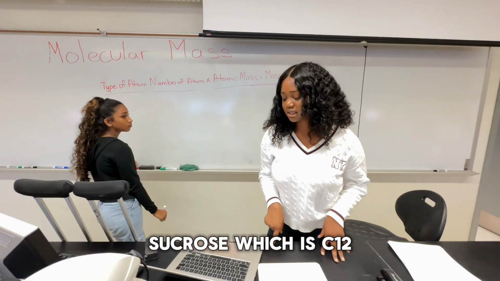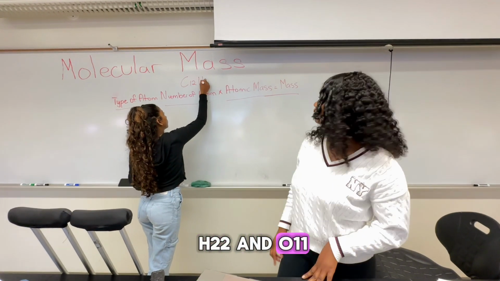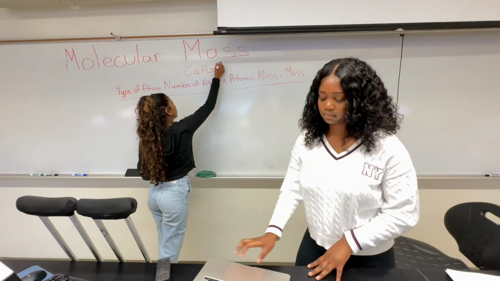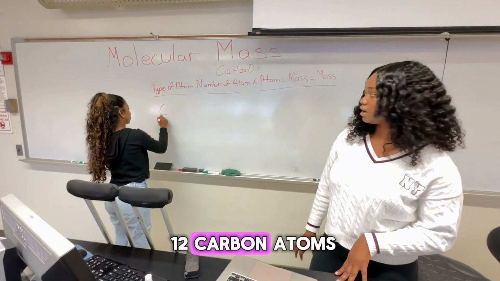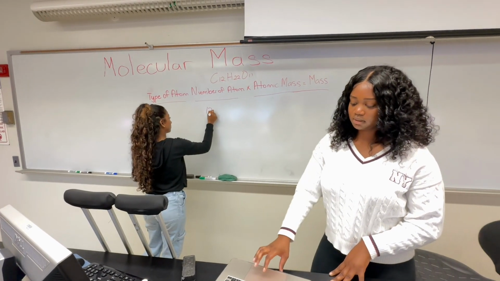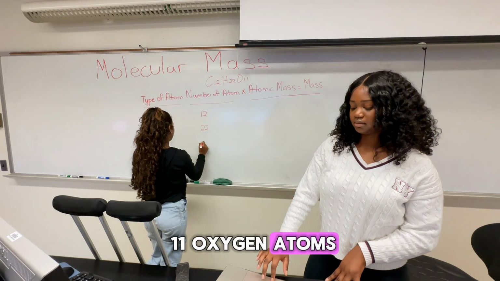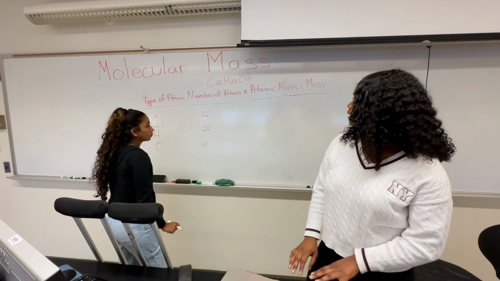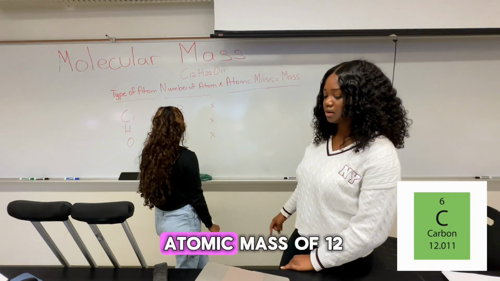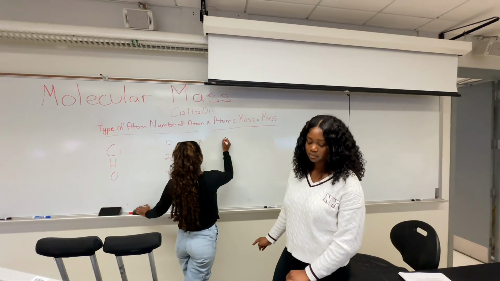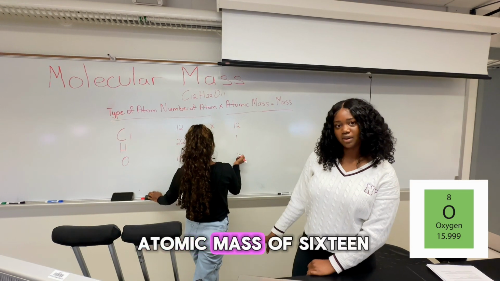Next, sucrose, which is C12H22O11. In sucrose, we have 12 carbon atoms, 22 hydrogen atoms, and 11 oxygen atoms. And then again, we see that carbon has an atomic mass of 12, hydrogen has an atomic mass of 1, and oxygen has an atomic mass of 16.